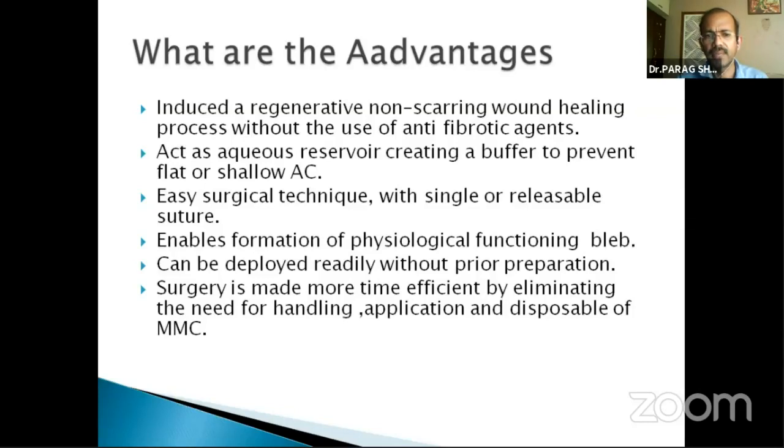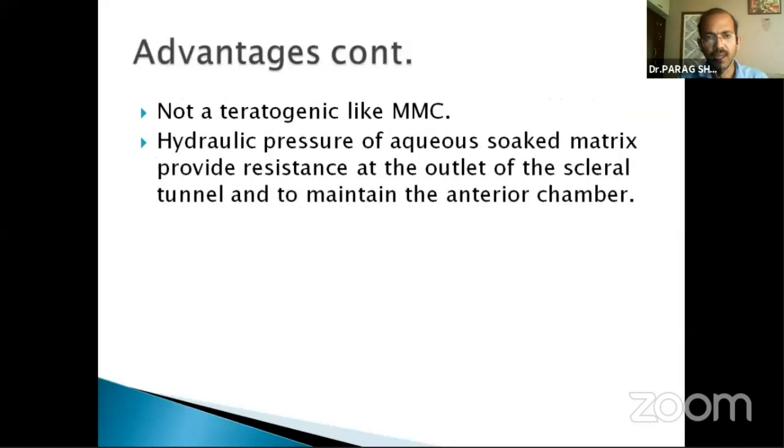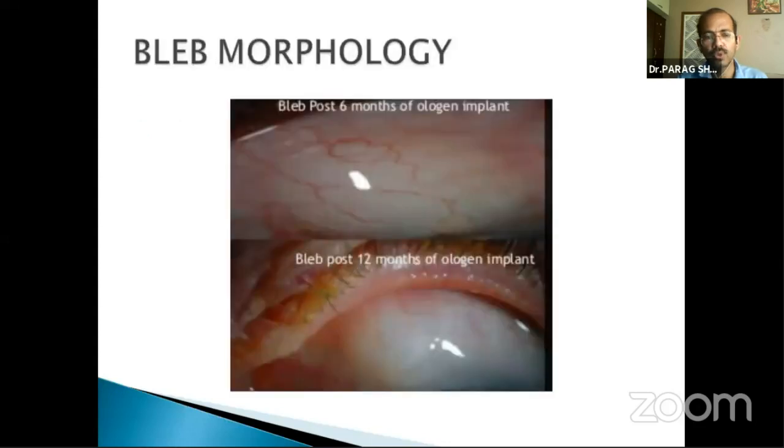And surgery is made more time efficient by eliminating the need for the handling, application and disposal of MMC. The other advantages are that it is not teratogenic like mitomycin, and whenever you do surgery, the hydraulic pressure of the aqueous collagen matrix provides resistance at the outlet of the scleral tunnel and maintains the anterior chamber. So this is the bleb morphology.